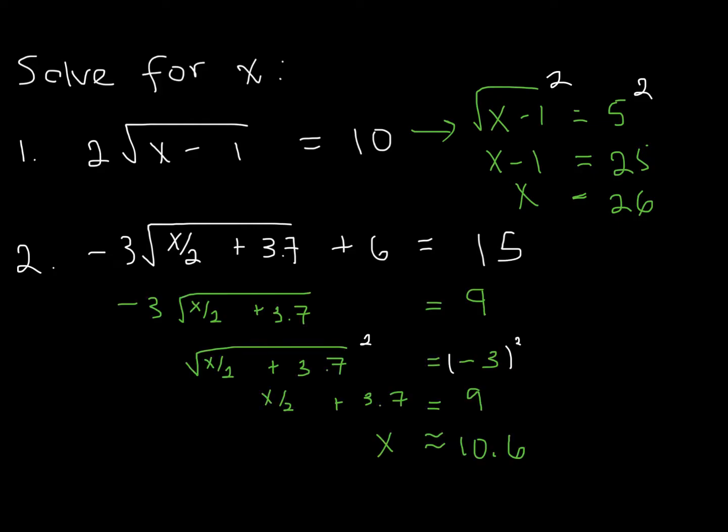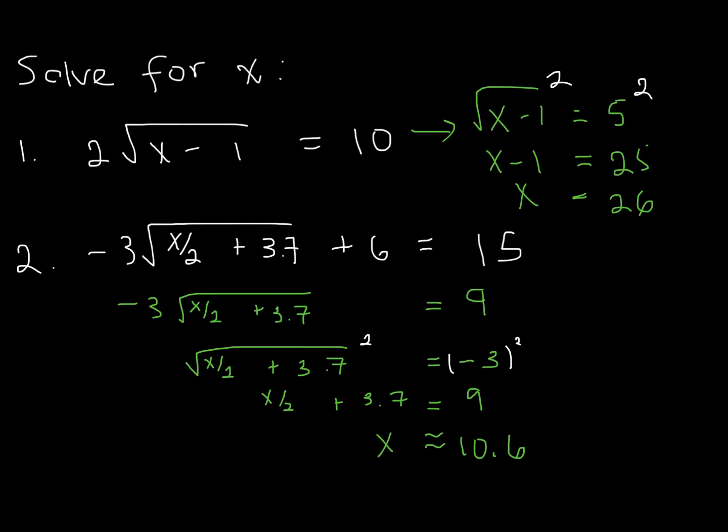Alright, so to run through this rather quickly, I will subtract 6 from both sides, which will give me 9 on the right side. Then divide by negative 3 on both sides, which will leave me with negative 3 over here, because 9 divided by negative 3 is negative 3. I've isolated my radical, so I'll square both sides, and that will get me x over 2 plus 3.7 equals 9. And from there I can solve pretty easily by subtracting 3.7 from both sides and multiplying by 2. And I will end up with x approximately 10.6.